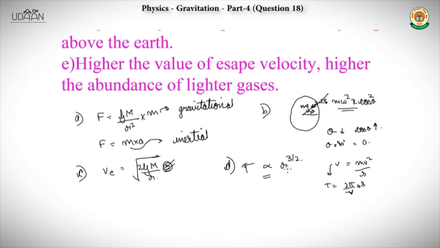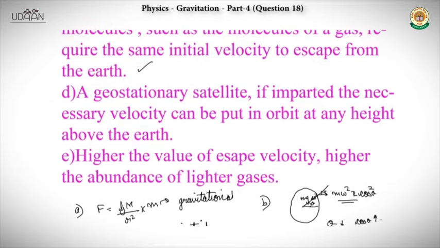So therefore the r also gets fixed. Like you can't arbitrarily put it in any value. So the value of r is approximately 36,000 kilometers, roughly speaking. So therefore this is incorrect, because it cannot be put in orbit at any height.